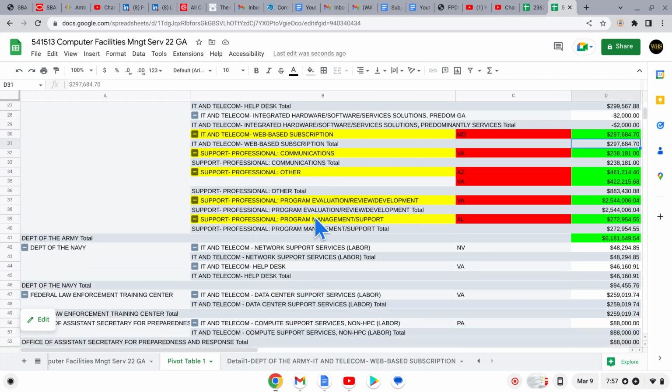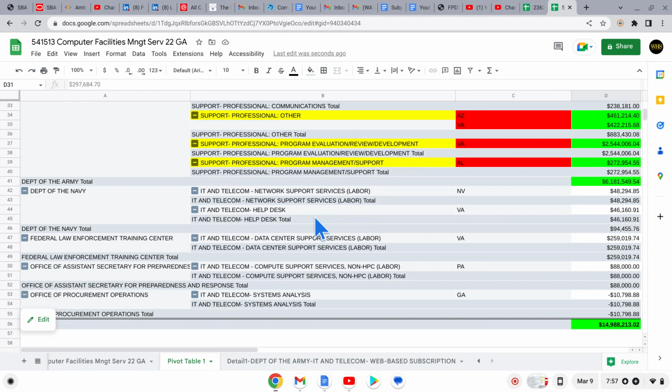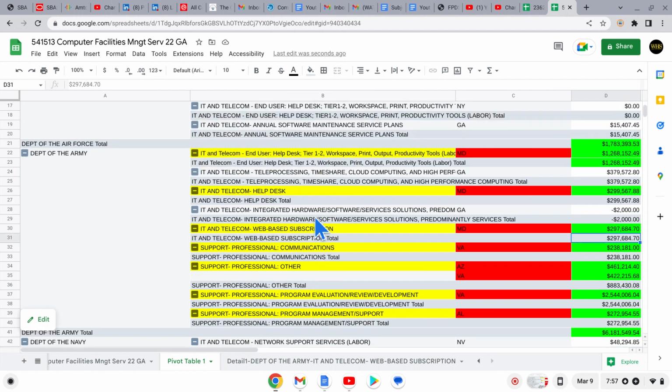So start off with the subcontracting in the DoD space, whether it be Army, Navy, or Air Force. Start off in the subcontracting. This one isn't a huge one, but the Army does spend a lot of money.